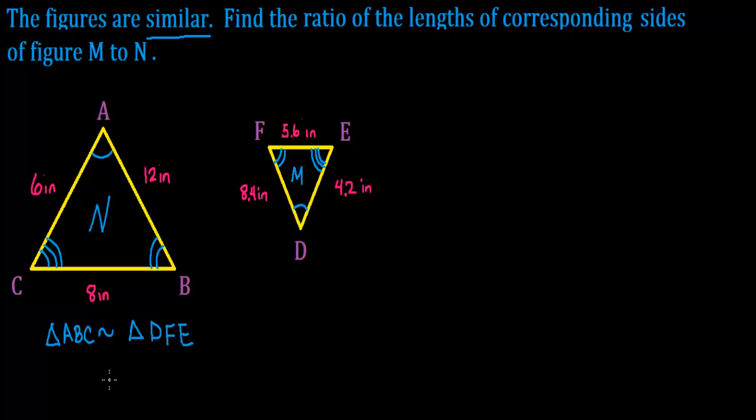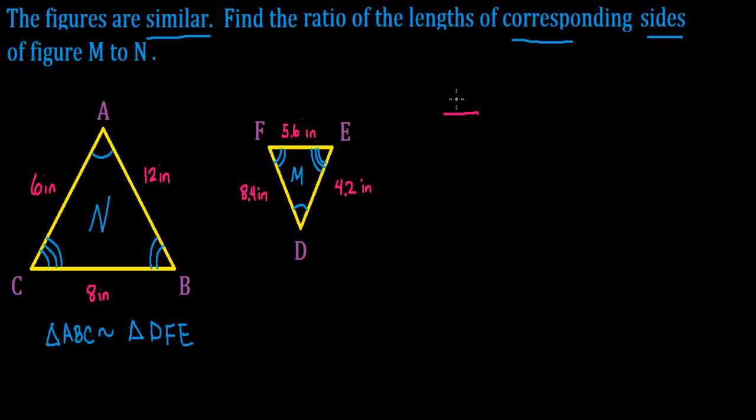Why do I need this? Because I need to look for the corresponding sides. That's what it says here, corresponding sides. So here's what you do. To create a ratio, of course, we start with a fraction. There it is. Okay, there's my fraction bar, and it says here to start on figure M to N. So that means M to N. Remember that a ratio can also be written using the word to.